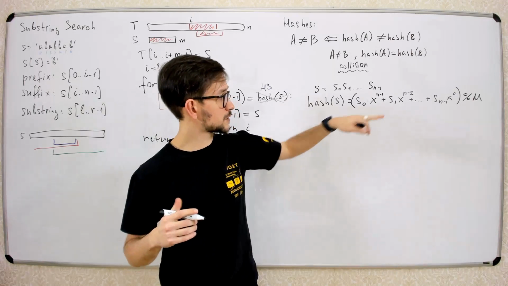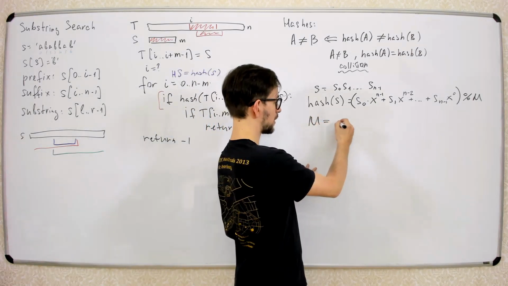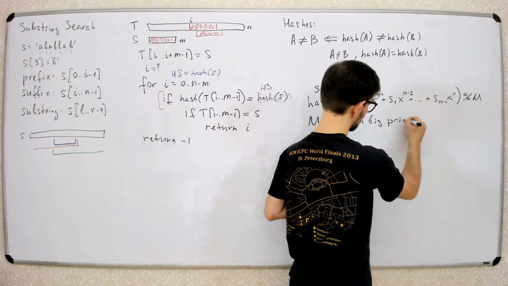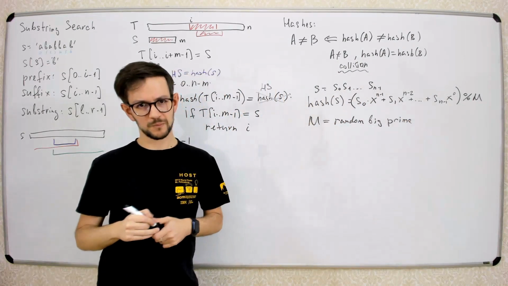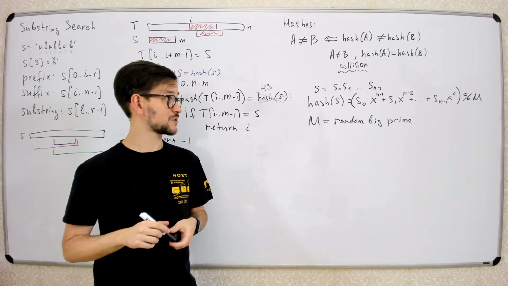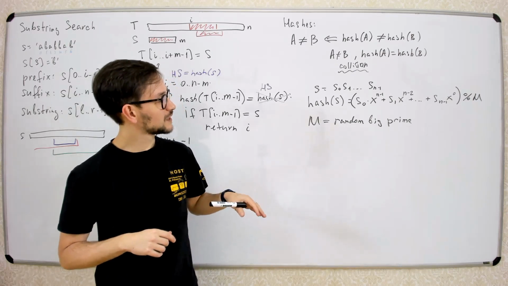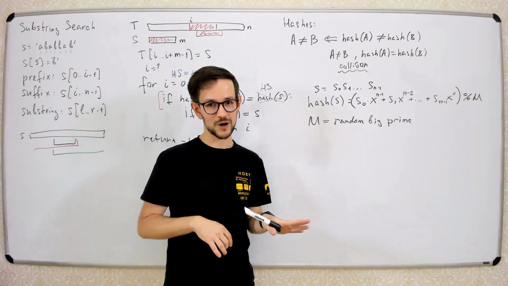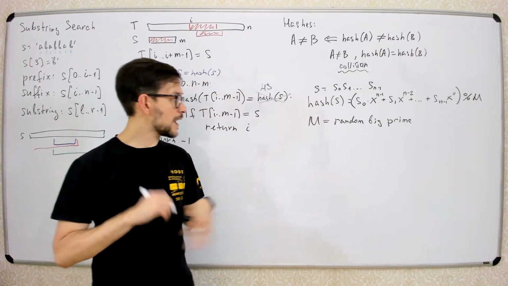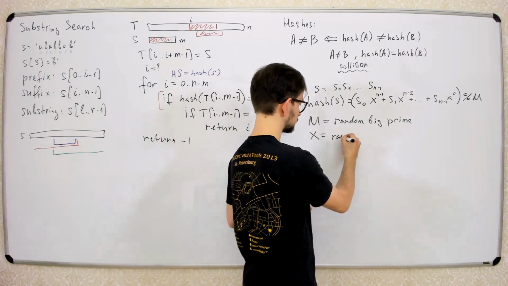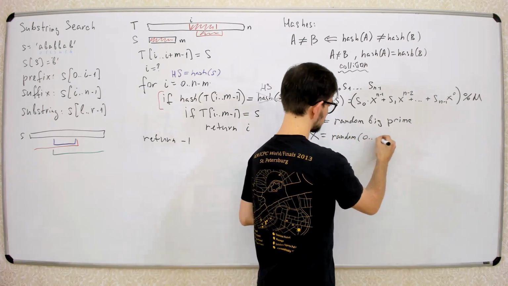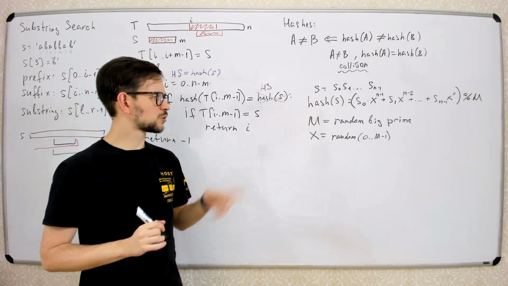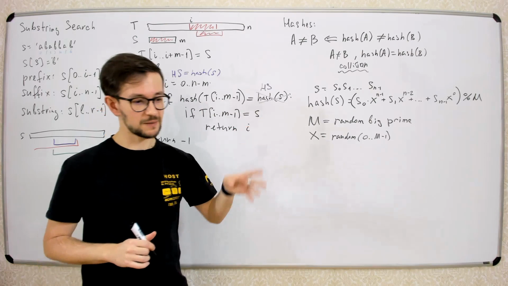So how to choose these values? Basically, m will be chosen as a random big prime. How to find a random big prime, we will discuss in the next semester actually. Usually it's not a big problem. It's not hard to find a big prime number. And x will be just a random number from 0 to m minus 1, I think. Yeah, we totally did it last year. Okay, I'll just repeat the same.